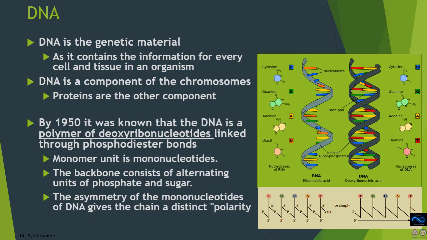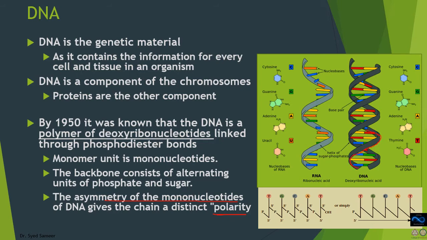By 1950, it was known to the scientific world that DNA is a polymer of deoxyribonucleotides linked through phosphodiester bonds. So the essentials of the DNA were known. The monomer unit repeated in this polymer is the mononucleotide of deoxy type, and the backbone is made up of phosphate and sugar. Because of this phosphate and sugar and the asymmetry of the mononucleotides, the two strands of the DNA have a distinct polarity.